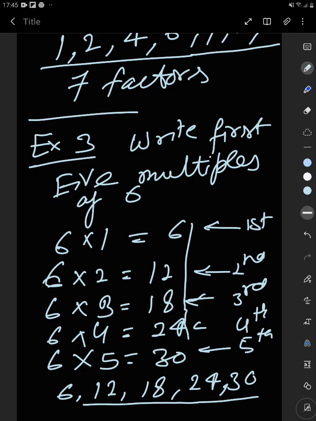I think you got my point and understood the chapter fully as an introduction. We'll solve exercise 3.1 in the next video, and you will get the idea how to solve each and every question of the exercise.